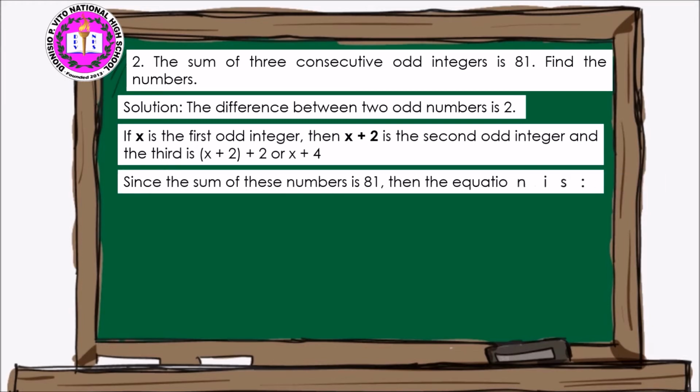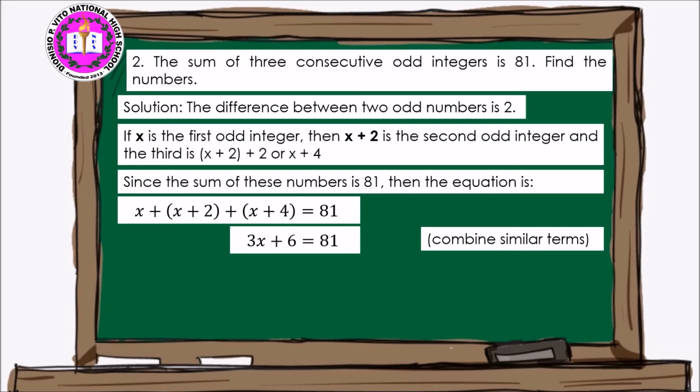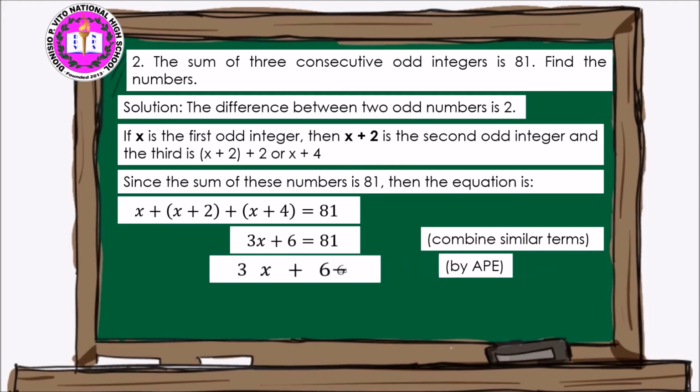Since the sum of these numbers is 81, then the equation is x plus x plus 2 plus x plus 4, which is equal to 81. So we're going to combine similar terms. Therefore, we have 3x plus 6, which is equal to positive 81. Then, by APE, we have 3x plus 6 minus 6 equal to 81 minus 6. So we're going to get the opposite of positive 6, which is negative 6. So we're going to subtract 6 from both sides.